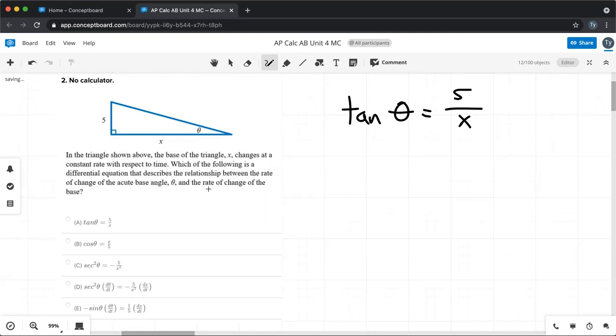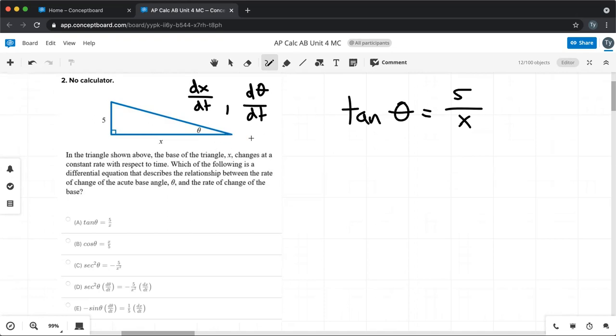But we want to relate the two rates. Our rates, as it says here, the base of the triangle x changes at a constant rate with respect to time. Let's say that the rates are dx/dt, the change in x per unit time, and d theta/dt, the change in theta with respect to time.